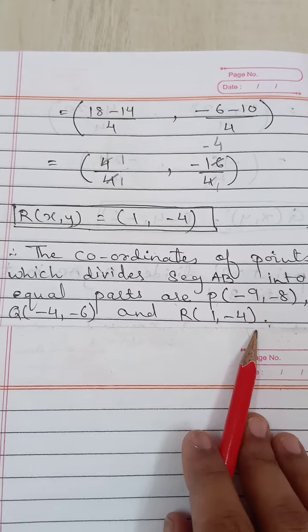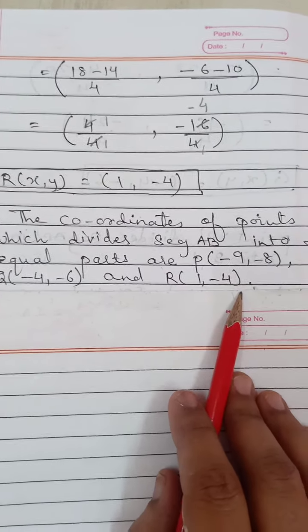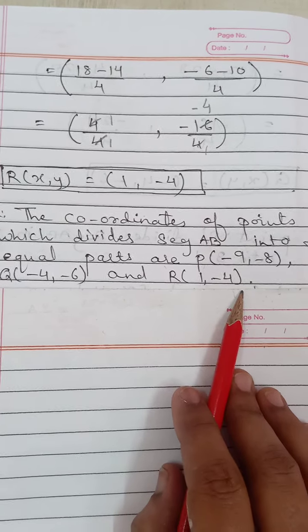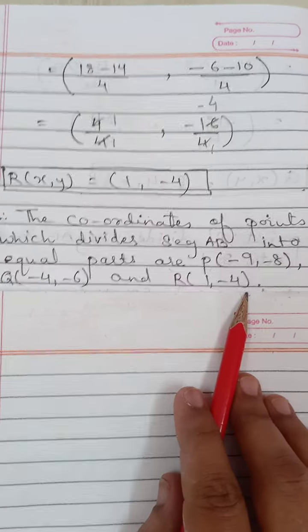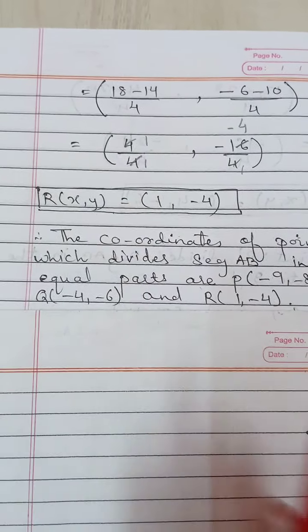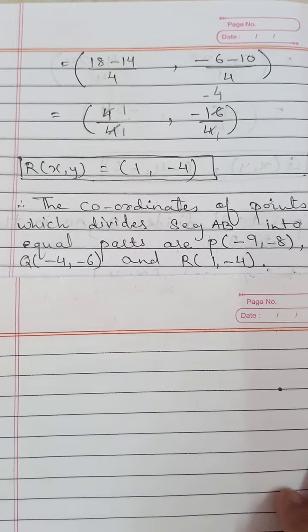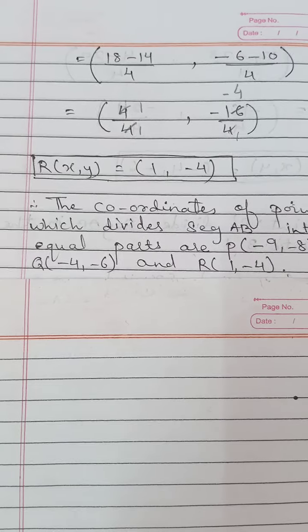So in this way you can do question number 12 also. You have to find the coordinates of the points which divide the segment in 5 equal parts. So for 5 equal parts you have to take 4 points. So you can take points P, Q, R and S. So we have completed our question number 11. Similarly we have completed our practice set 5.2 as well as our chapter number 5.